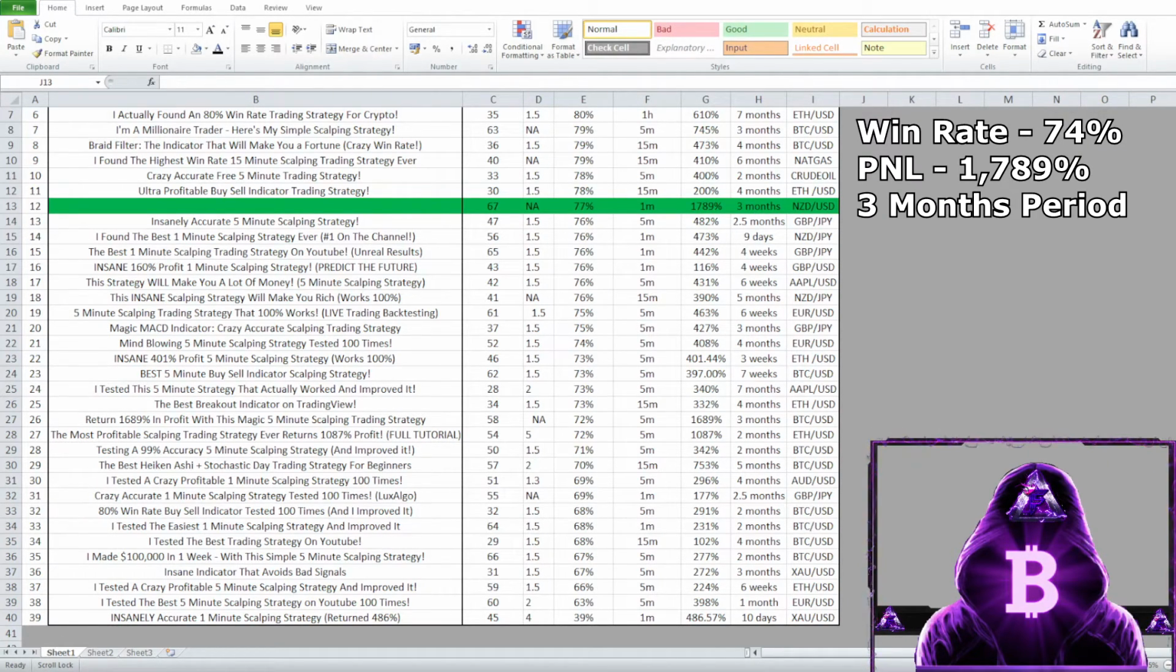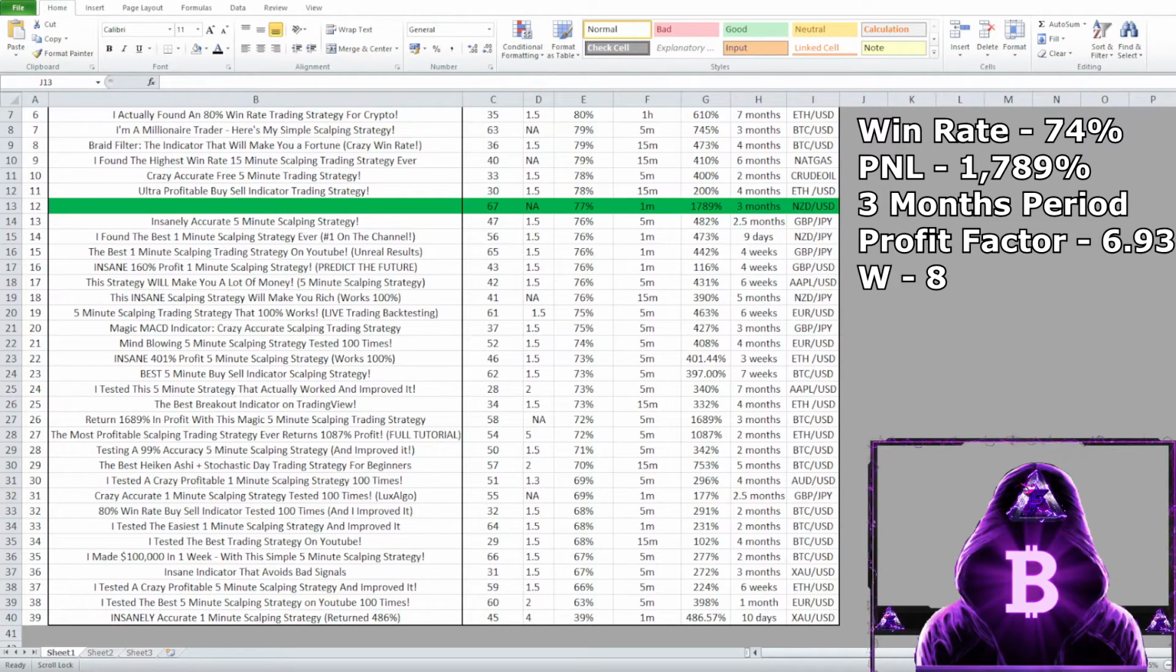The profit factor for this strategy is 6.93, and the largest profit trade we took increased our account size by 31%. We also had 8 consecutive wins against 3 consecutive losses.